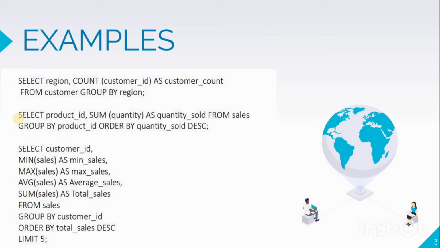Now here one thing to notice is that when I am ordering, it is in descending order, so I am using the alias. Once an alias is defined, it can be used further in the query wherever you want.